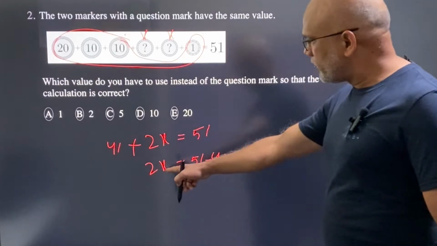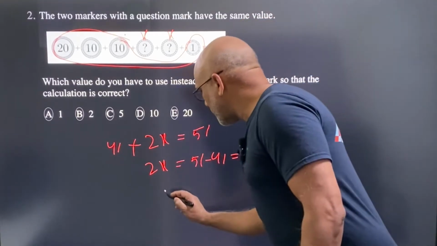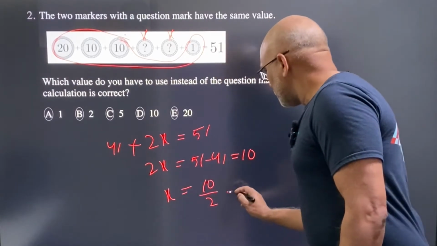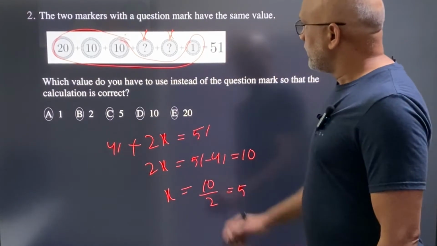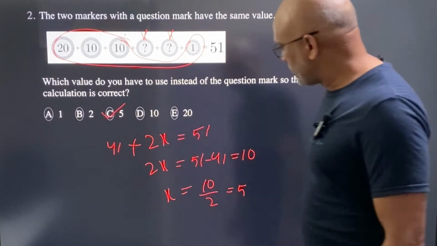Now I want to divide both sides by 2 so that I can find x. So x will be 10 by 2, which is 5. So the question mark is x, which is 5. C is the correct answer.